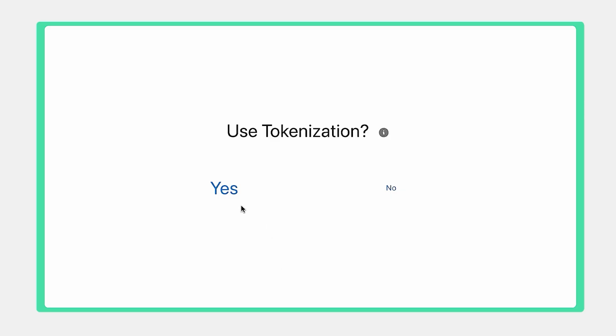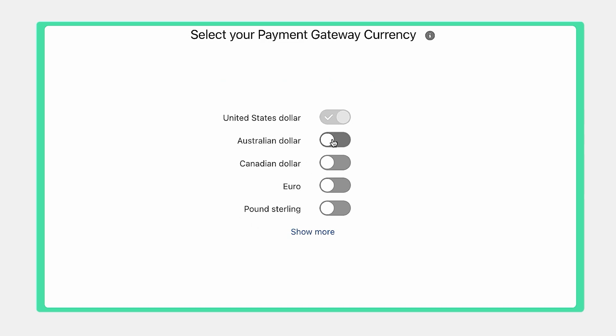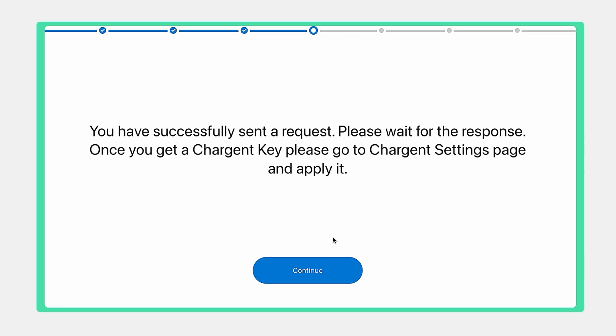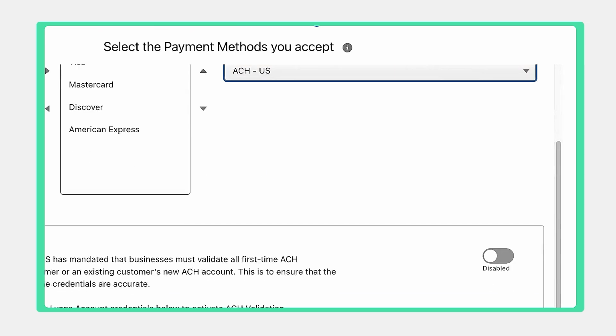Okay, let's get back into it. The wizard will ask if we plan to use tokenization, and we highly recommend that you do. We'll click Yes here to proceed, then choose the currencies we plan to accept with this gateway. We'll answer yes on the next page if we plan to use the payment console, and we'll click the Continue button again. Next, we'll select the card brands and bank account networks that we plan to accept for this gateway. Then we'll click Continue. We'll also be prompted to choose which transaction types we wish to enable for this gateway. This will control the buttons that appear on the payment console.